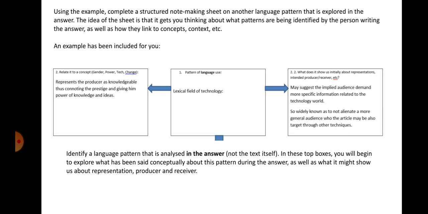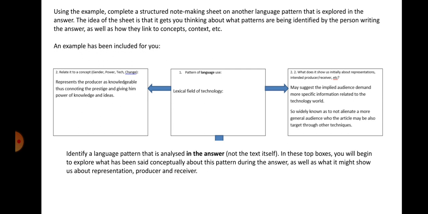Identify a pattern of language use, because that's what you should be doing first and foremost. You should be going, here's a pattern of language use. The example I gave here is the lexical field of technology. Straight away, why is the lexical field of technology of relevance? On the left, it says related to a concept: gender, power, tech, and change. The example here says represents the producer as knowledgeable. Obviously, if you're writing a technology-based article in a technology section of a magazine, you'll use that lexical field to show that you are knowledgeable about it.